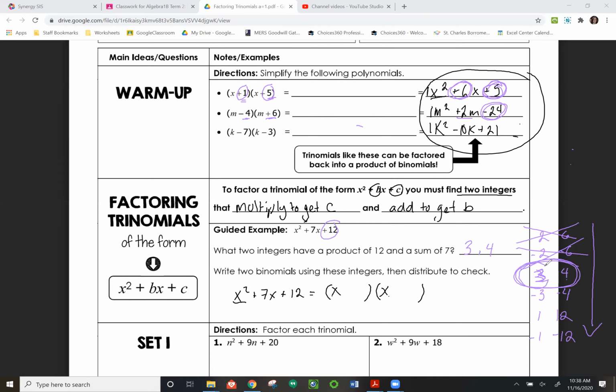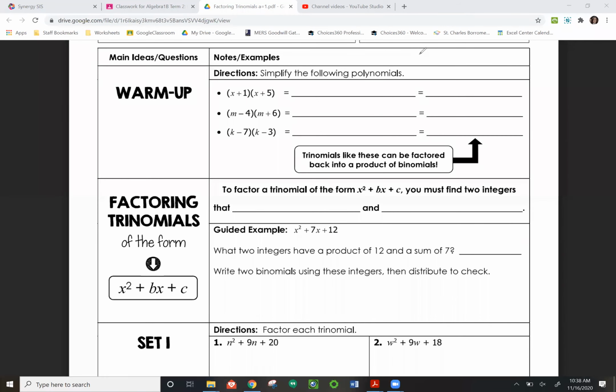We have to use the signs of these. This is a positive 3, so I'll write plus 3. And this is a positive 4, so I'll write plus 4 there. And that's it. You have factored your simplified expression of x squared plus 7x plus 12 into 2 binomials, x plus 3 times x plus 4. Okay. All right, let's work out some examples.